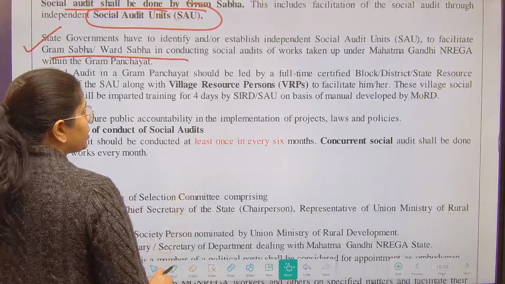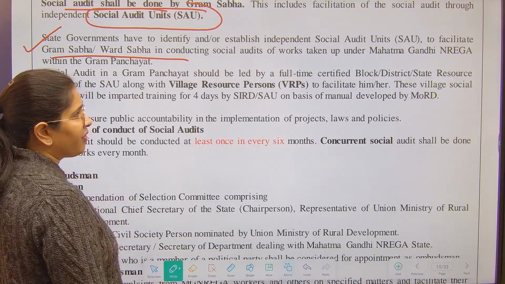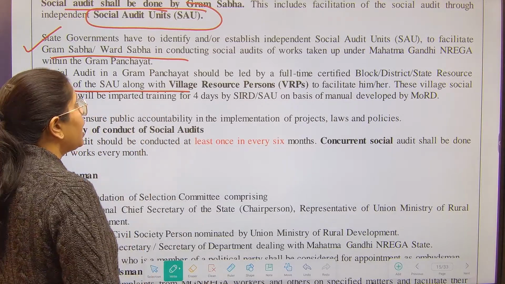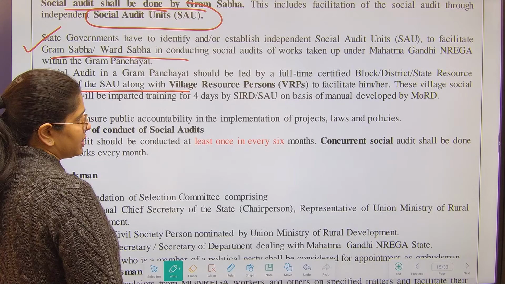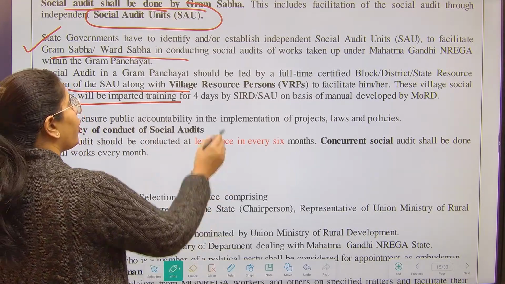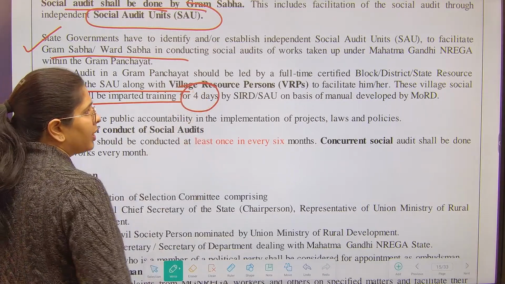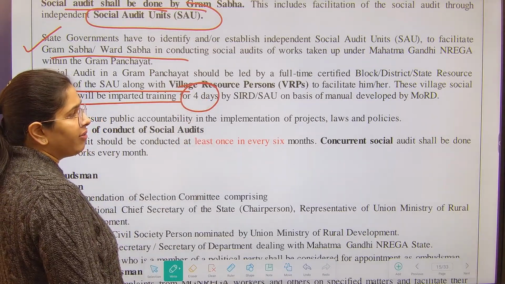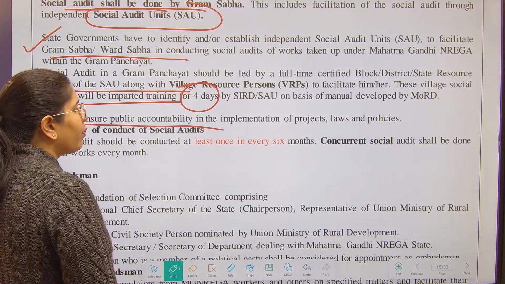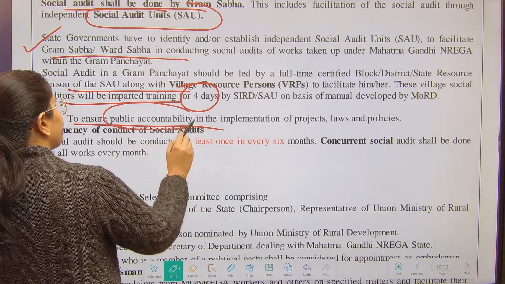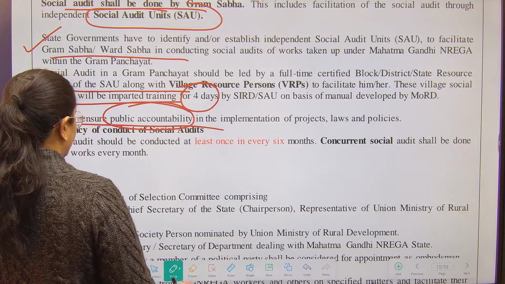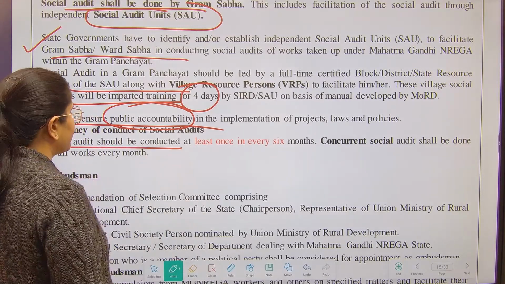Social audit in a Gram Panchayat should be led by a full-time verified block, district, or state resource person of the social audit unit along with the village resource persons. These village resource social auditors will be imparted training for 4 days by social audit units on the basis of a manual developed by the Ministry of Rural Development. What do we achieve through social audit? We establish public accountability so that projects can be implemented without any disruption.